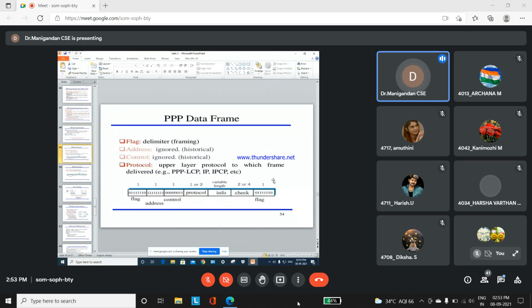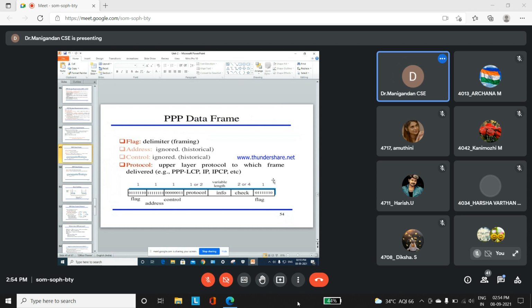Next, the point to point data frame. Data frame means what? Frame format. This is the frame format for the point to point protocol. First is a flag, which is a delimiter. The starting point is assigned as a flag, and then the address. Address can be either the source address or the destination address. Then control. Control is a historical value. These two fields are fixed values, so they are assigned as historical or can be ignored. Next is protocol. Protocol means the upper layer protocol to which the frame is to be delivered.